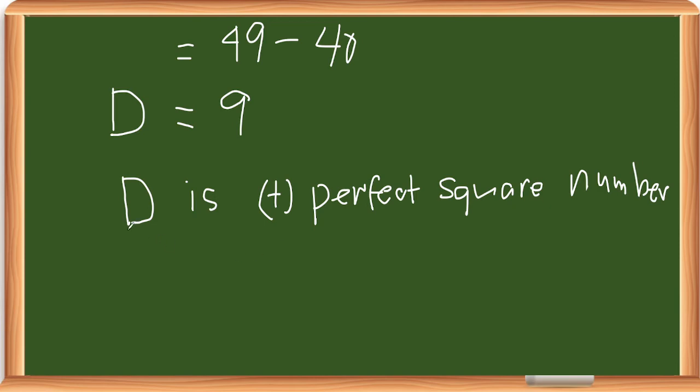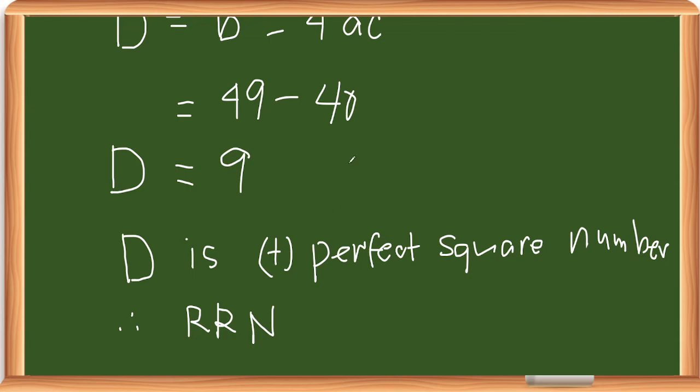So if your D is a perfect square number, then the nature of the roots here would be real, rational, and not equal. This is the acronym I made, to make it faster. RRN: real, rational, and not equal. No? Okay, so let's have another example now.